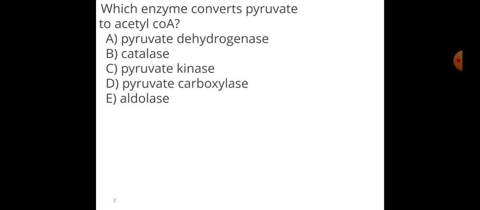So I just start with the question: what enzyme converts pyruvate to acetyl CoA? Is it pyruvate dehydrogenase, catalase, pyruvate kinase, pyruvate carboxylase, or aldolase? This question is from the previous lectures on glycolysis, because we defined glycolysis as the conversion of glucose to pyruvate, and pyruvate will go to acetyl CoA. So try to memorize which is the correct one, A, B, C, D, or E. Take your time.